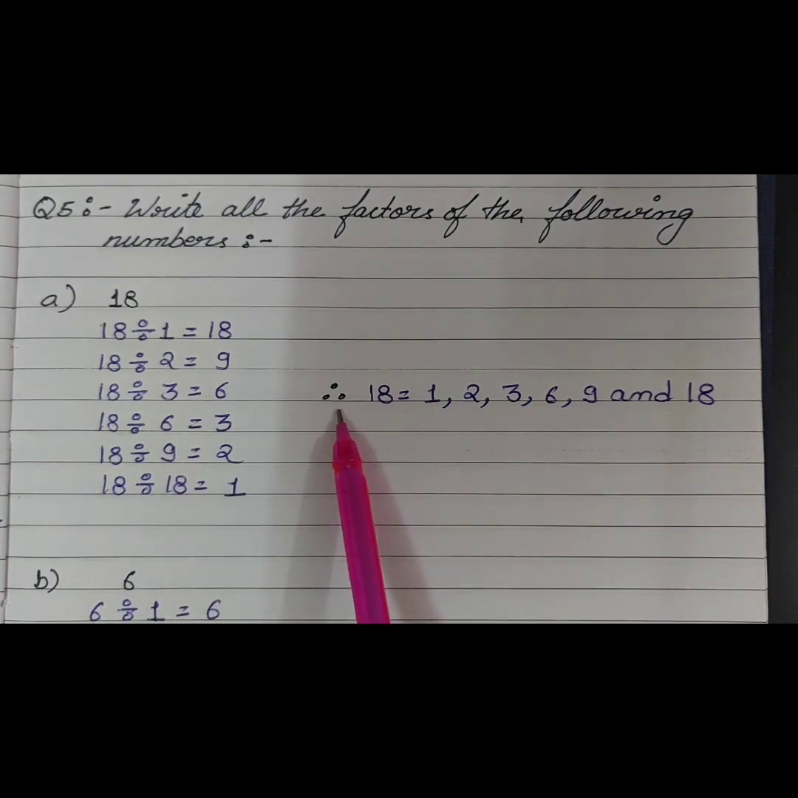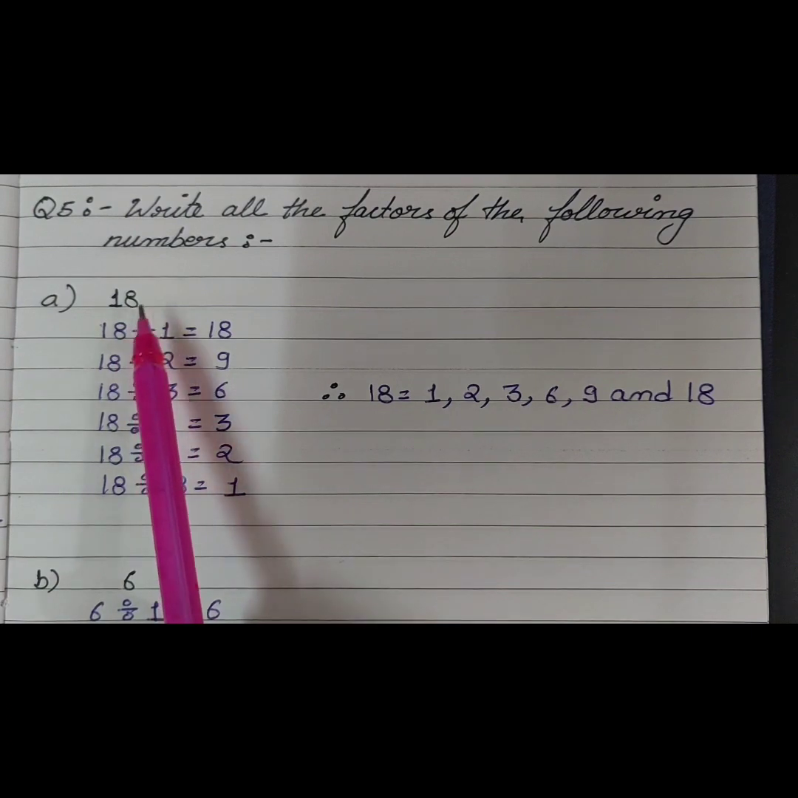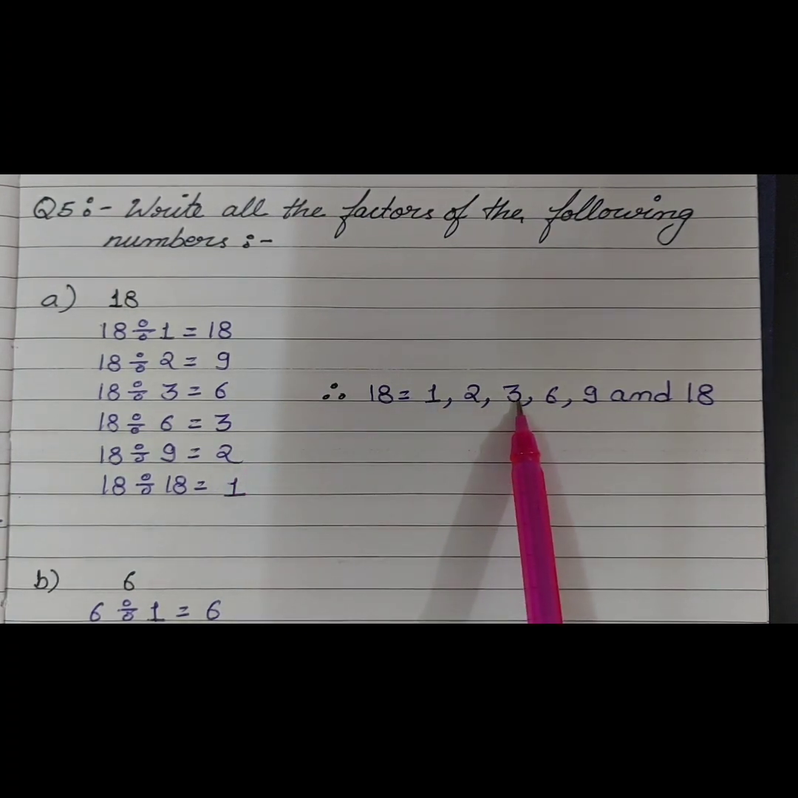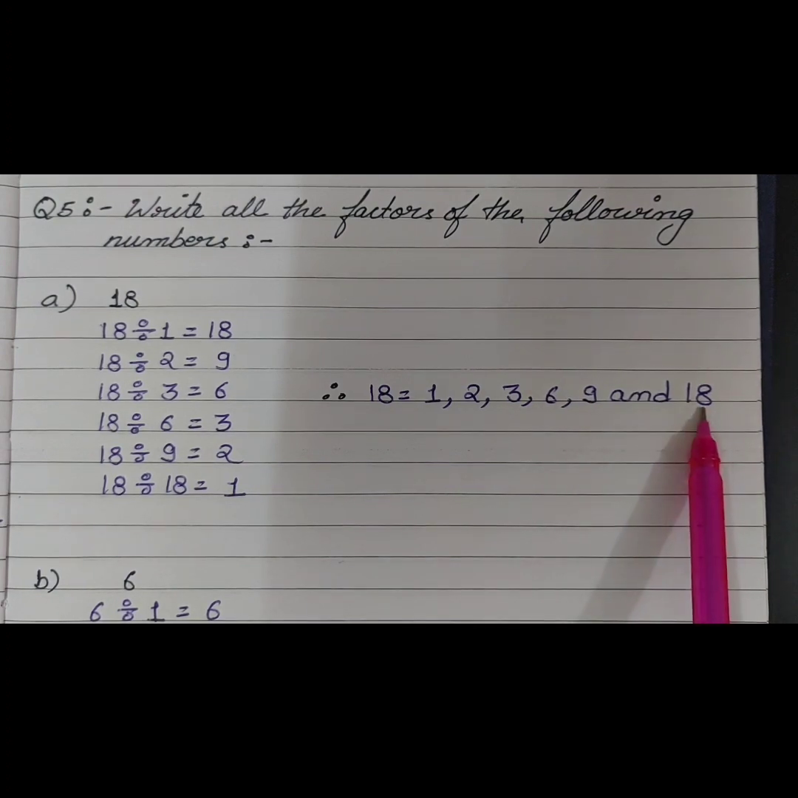Therefore, the factors of 18 are, first arrange them in ascending order: 1, 2, 3, 6, 9 and 18. We cannot go beyond 18 because factors are finite.